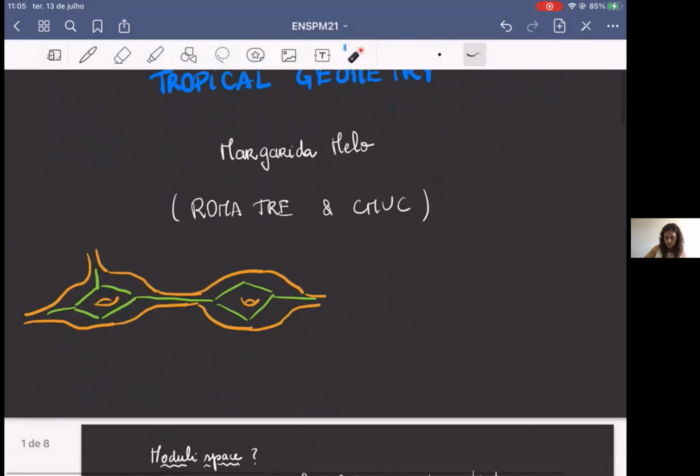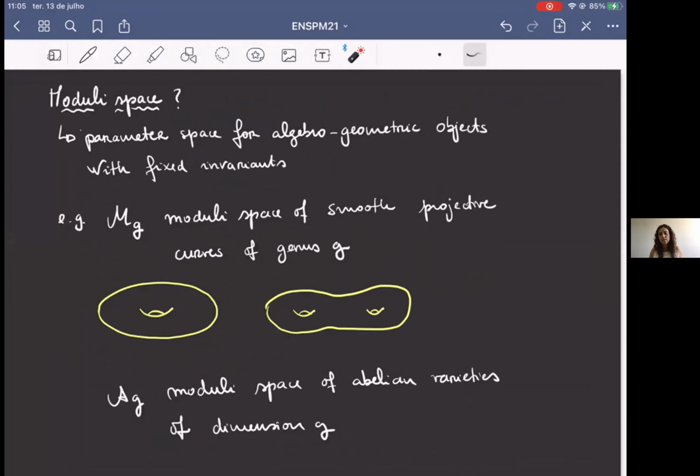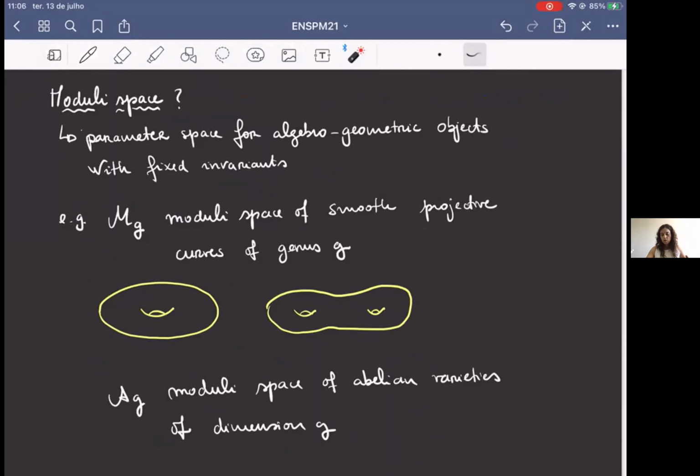I'll do that by starting from very basic considerations about moduli spaces, the things we like about them, and main examples. Remember, a moduli space is a parameter space for algebro-geometric objects with fixed invariants. And today, our main example is going to be M_g, the moduli space of smooth projective curves of genus g. So here you have genus 1 curves, genus 2 curves. Most of the techniques that I will be describing really hold for lots of other moduli spaces.